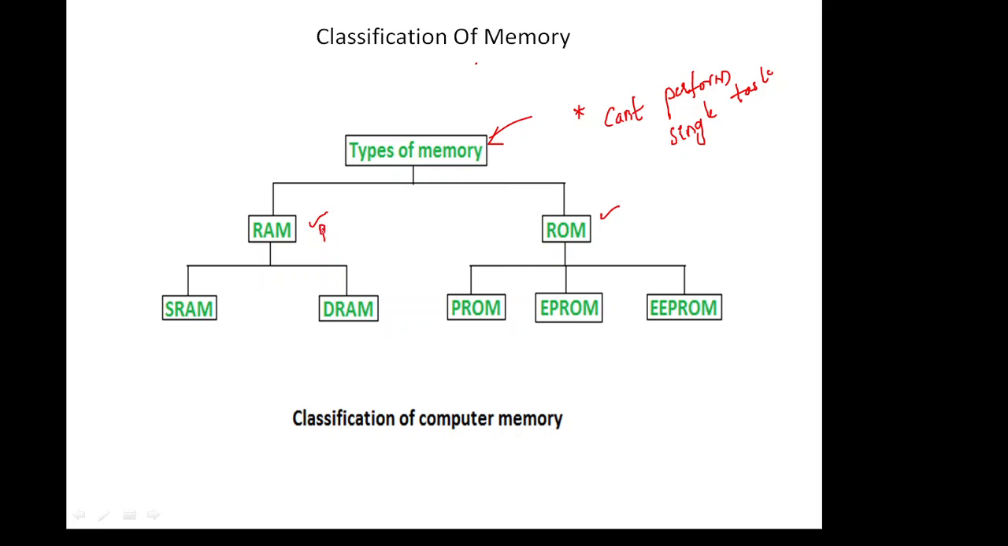ROM means read only memory, and RAM means random access memory. These are the two classifications. The first classification is RAM and the second classification is ROM: random access memory and read only memory. Random access memory is also called read write memory.